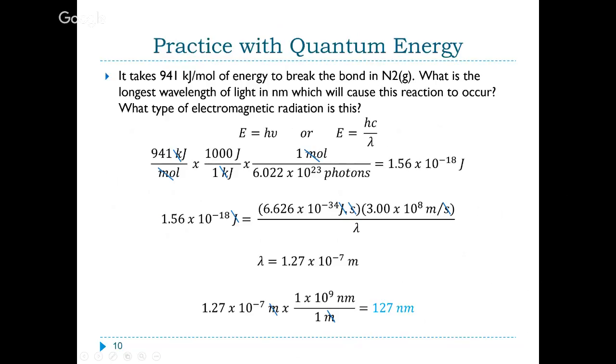So this comes out to be 1.27 times 10 to the negative 7th meters. It asked for nanometers, so I convert by multiplying by 10 to the 9th so that my meters cancel out. So I end up with 1.27 times 10 to the negative 7th meters is the same as 127 nanometers, which would be on the UV scale, like the UV range of light.